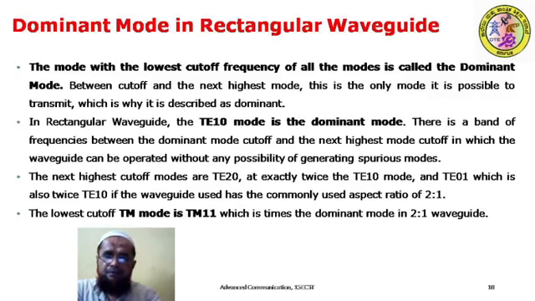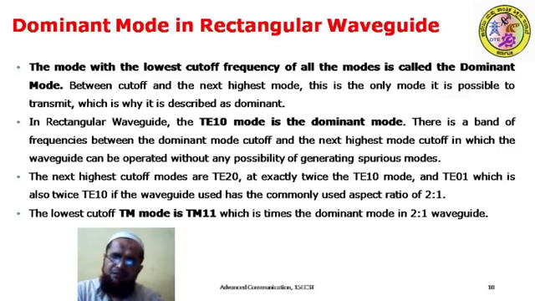There is a band of frequencies between the dominant mode cutoff as well as the next higher mode cutoff. Now we have a band of frequencies from the starting point to the next higher cutoff mode, in which the waveguide can be operated without possibility of generating spurious mode. That means in this particular mode, the transmission is very reliable. We are getting reliable transmission from one side to another side.